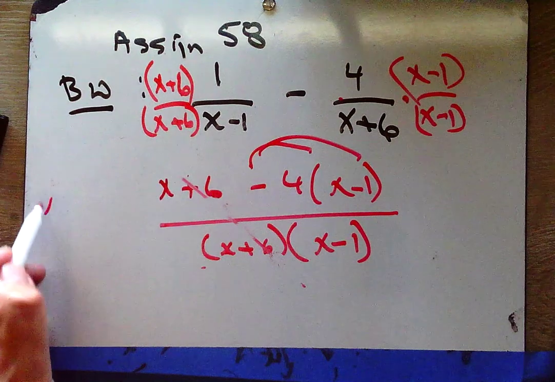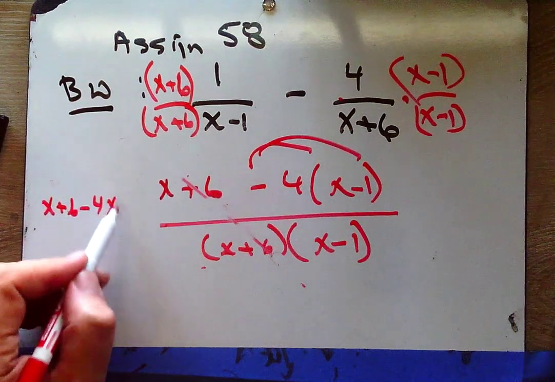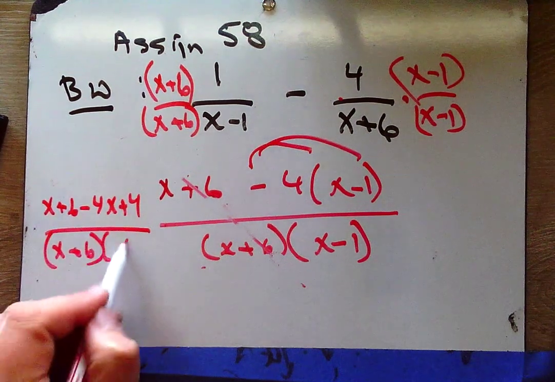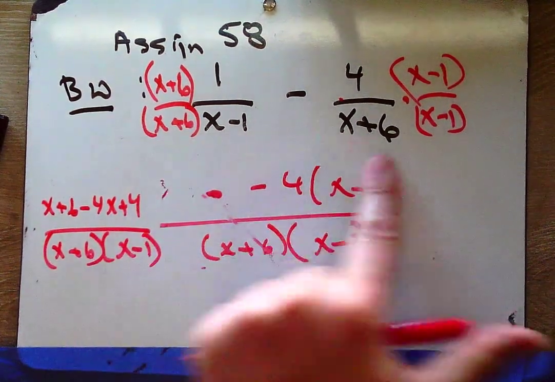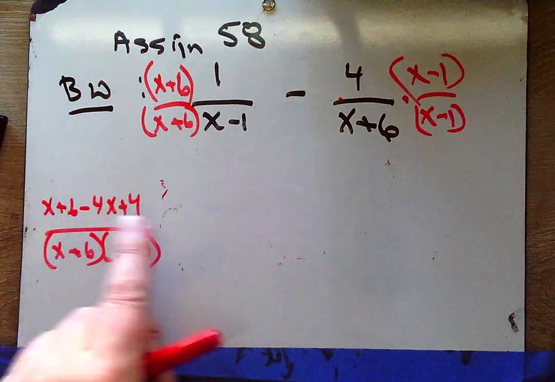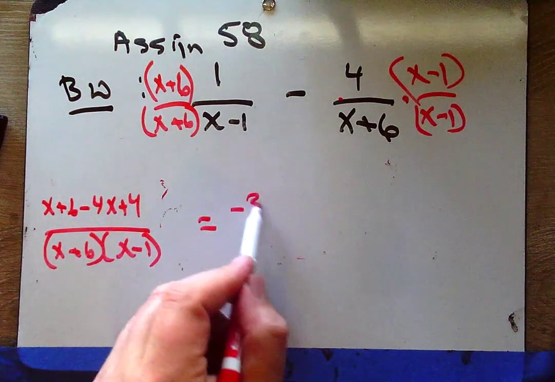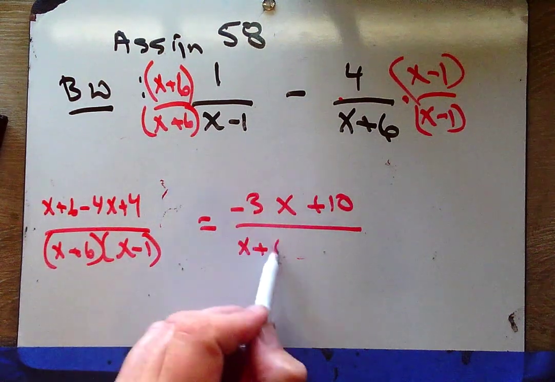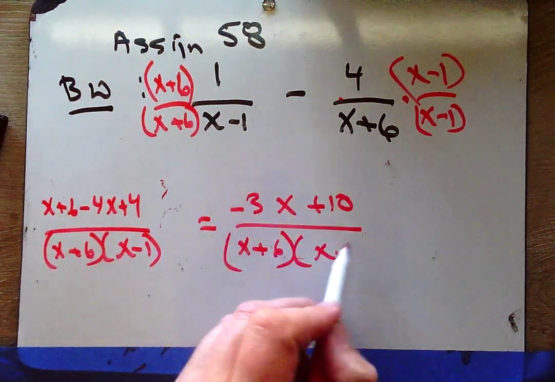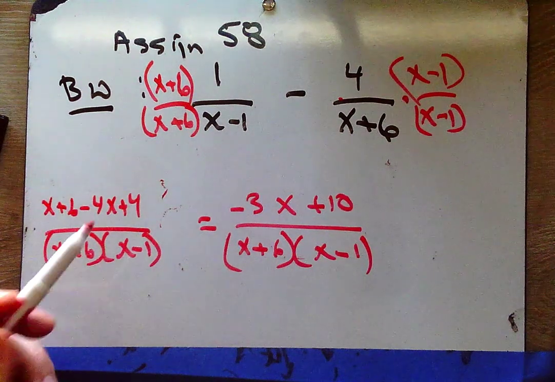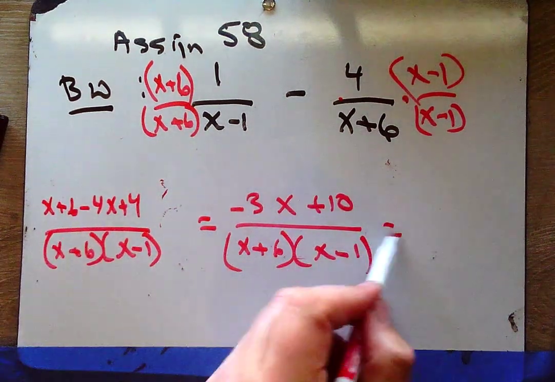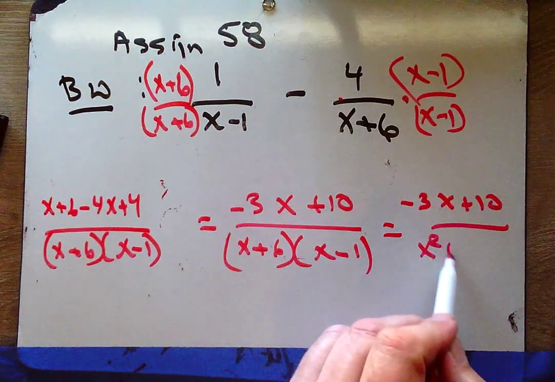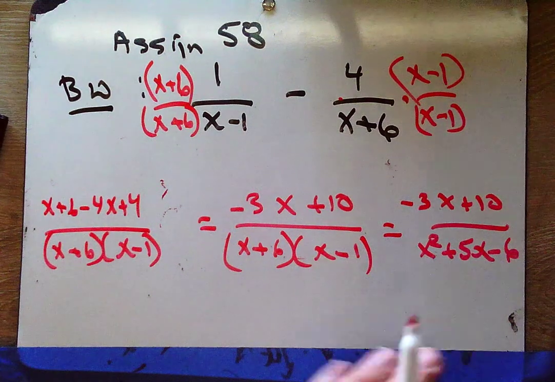Please don't forget to distribute the negative 4 to each of these. So we're going to end up with x plus 6 minus 4x plus 4 over x plus 6, x minus 1. Okay? And we still have some like terms we can combine here. We get negative 3x plus 10 over x plus 6, x minus 1. Oh, nice. And I could, of course, FOIL that out. Negative 3x plus 10 over x squared plus 5x minus 6.